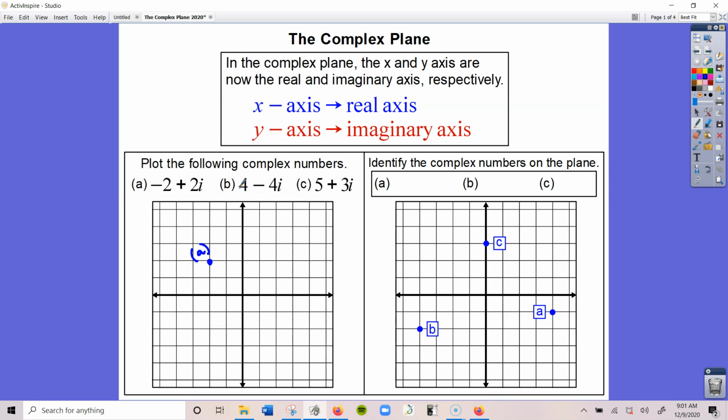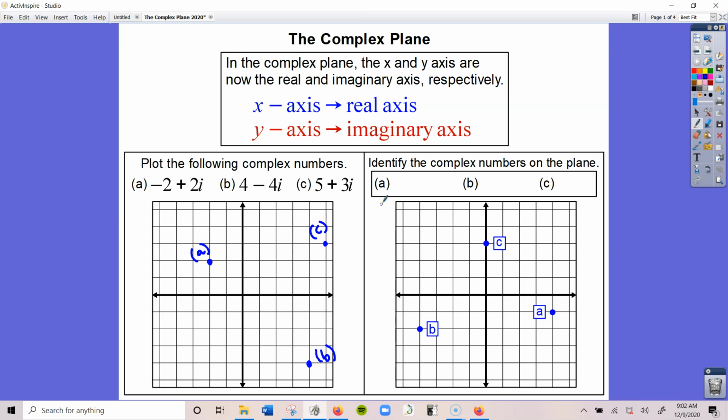So for b, where we have 4 minus 4i, we would go to the right 4 because it's a positive real number 4. And then minus 4i means that I'm going to go down 4. So this would be the complex number 4 minus 4i. For c, 5 plus 3i, we would go 5 to the right and 3 up. So this would be that complex number 5 plus 3i.